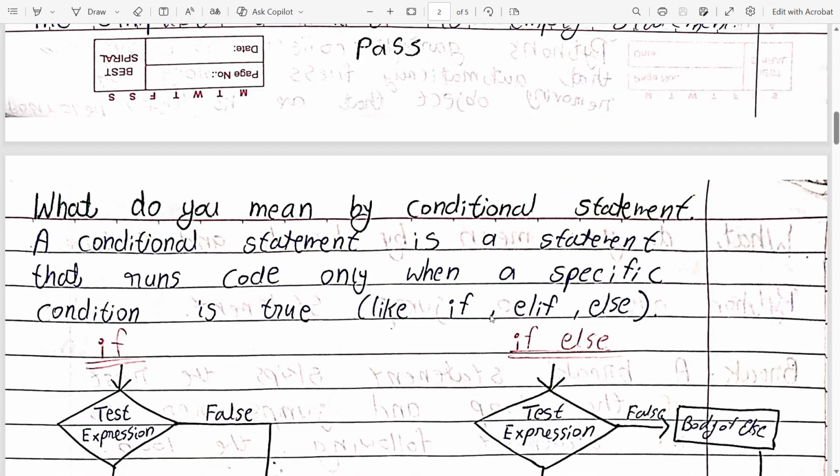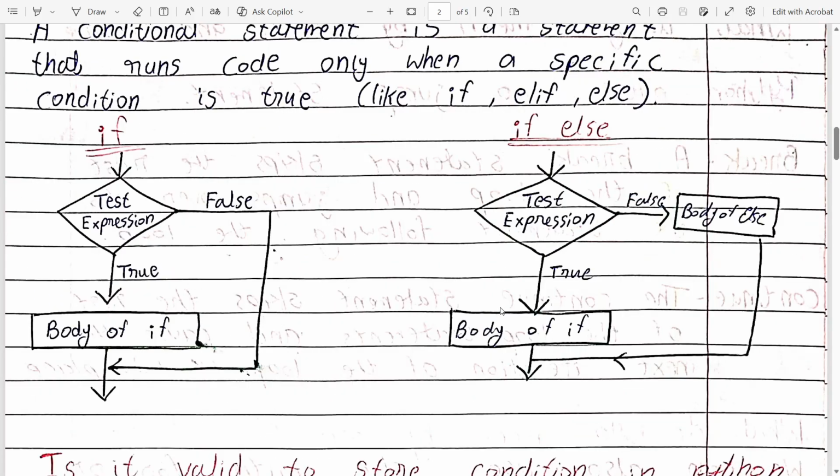What do you mean by conditional statement? A conditional statement is a statement that runs code only when a specific condition is true, like if, elif, else. There are mainly these conditions: if, else, and also elif. When you use an if statement, it first evaluates the expression. If the expression is true, then the control will go through the body of if. If it is not, then it will jump to the next statement.